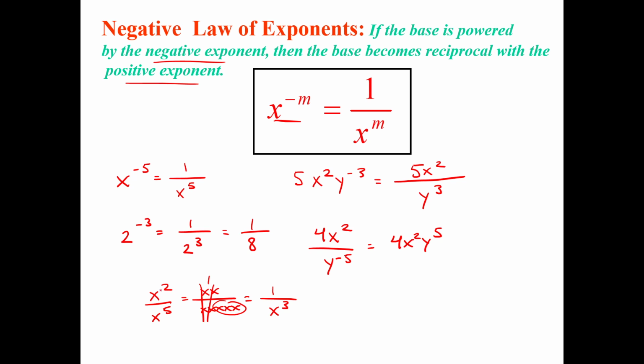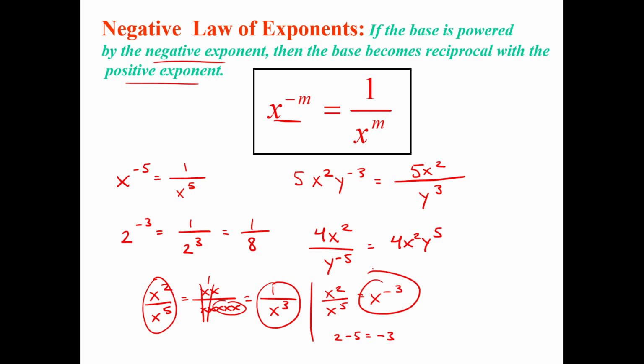But we could also think of this, right, x squared over x to the fifth. Okay, we learned in class that you subtract the exponents. 2 minus 5 is negative 3. And so what we've shown, we've done this two different ways, but that shows that in fact those are the same.